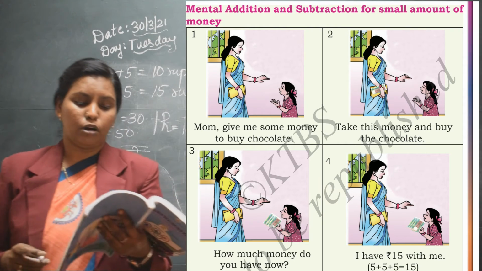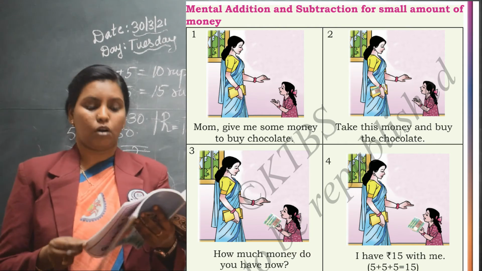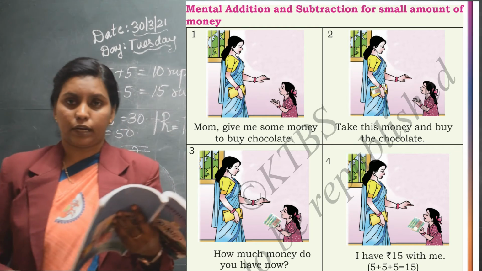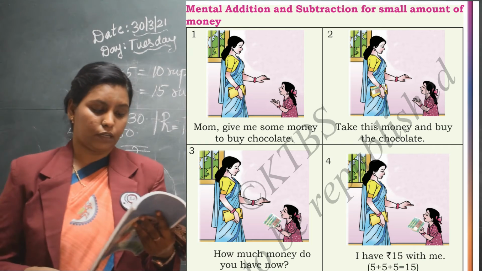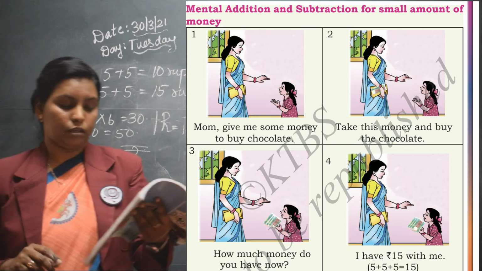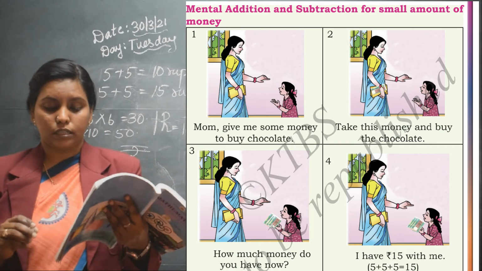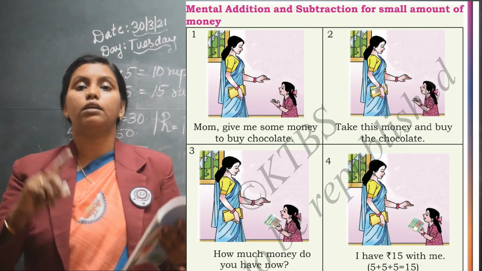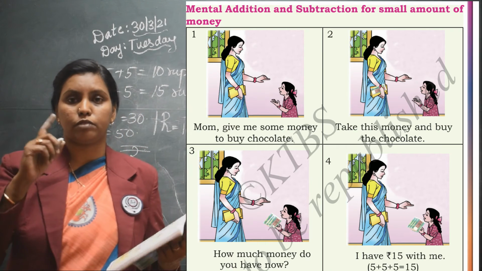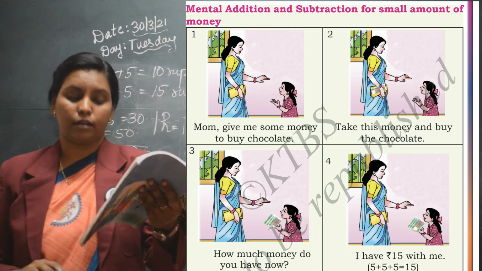Just see that. Mom, give me some money to buy chocolate. In the second picture, take this money and buy the chocolate. The mother is giving it to the daughter. Then in the third picture, she says, how much money do you have now? So the daughter is telling it is 15 because she has given 3 notes of 5 rupees. Okay, 5 plus 5 plus 5, it will make it as 15.